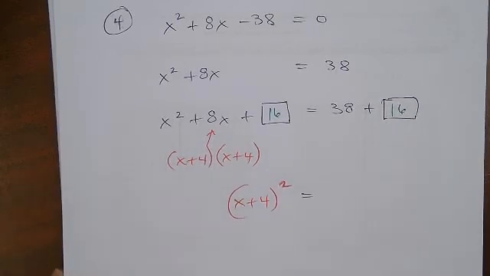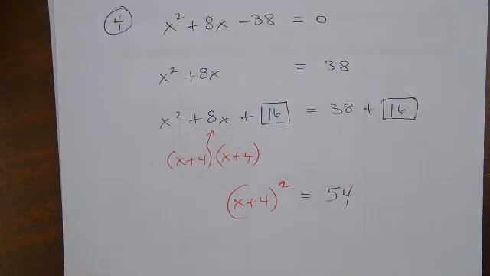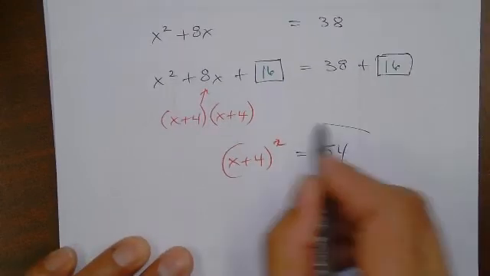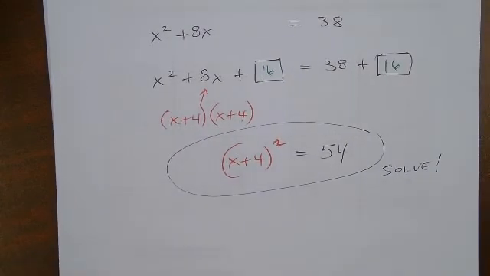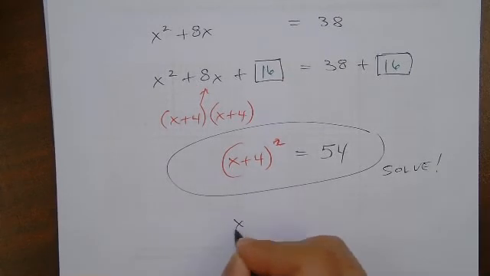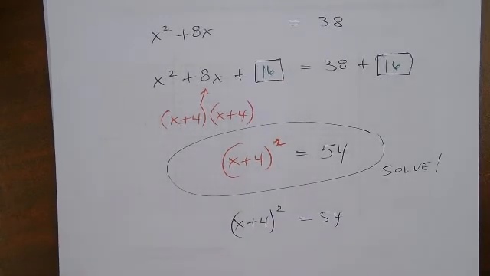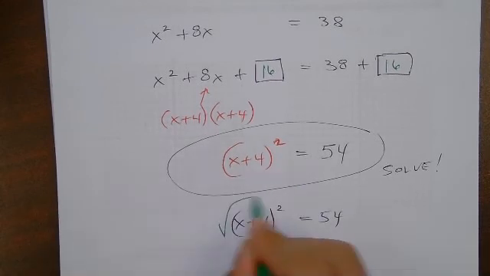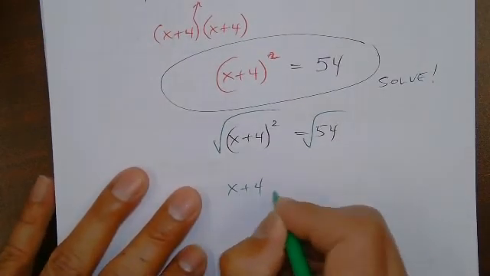And on this side, I made this work out. So I got x plus 4 squared equals 54. Okay, so now I got to solve this. This is what I want. This is good. Now I got to solve it. That's going to be x plus 4 squared equals 54.